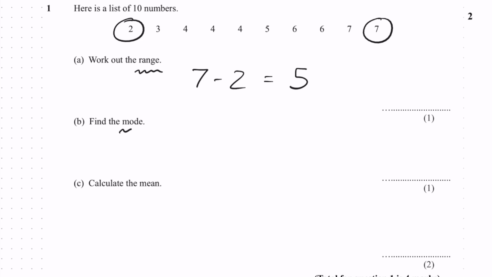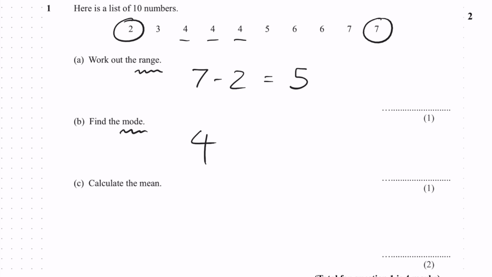Now moving on to part B, I need to find the mode. The mode is the most frequently occurring piece of data in my list. So if we have a look through that list, we can see there's 3 4s. So 4 is the mode, the most frequently occurring piece of data.